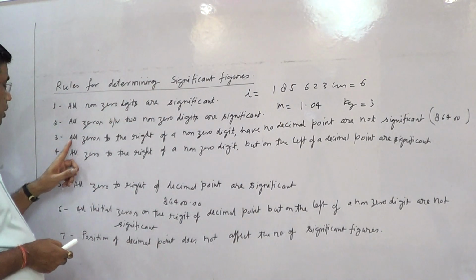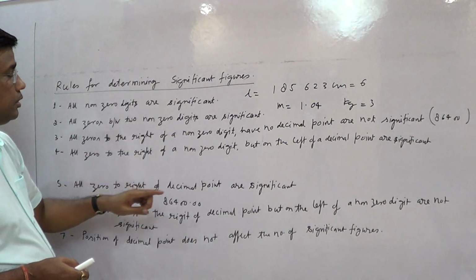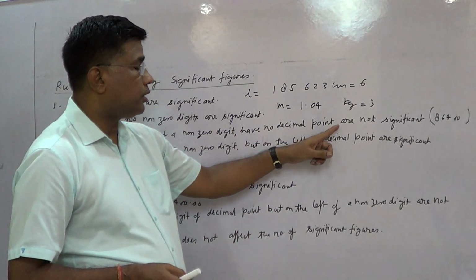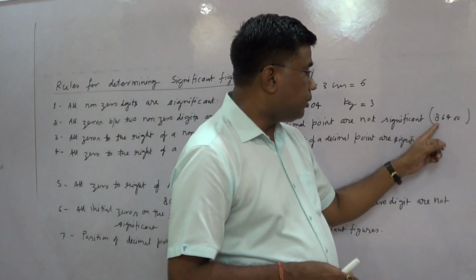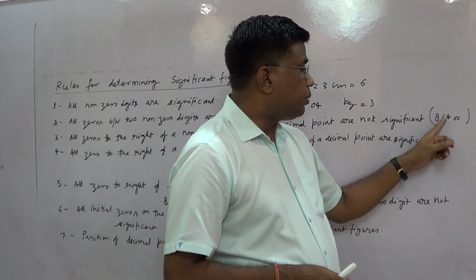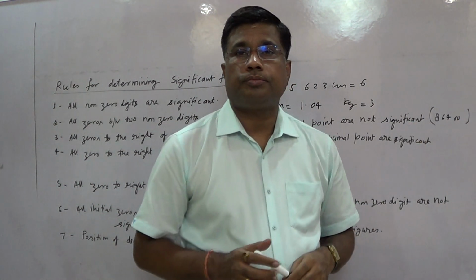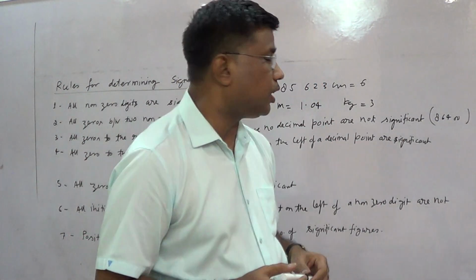Now, the third rule: all zeros to the right of a non-zero digit with no decimal point are non-significant. For example, in the measurement 864.00 seconds, it is the number of seconds in 1 hour, in 24 hours.